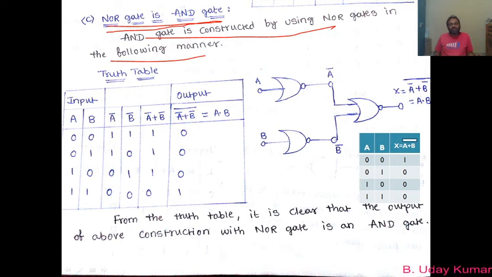Okay, so that means to construct an AND gate by using NOR gates, here you need to use 3 NOR gates. This is NOR gate 1, this is NOR gate 2, this is NOR gate 3. But these 1 and 2 NOR gates are nothing but the NOT gates here, because their inputs are made 1.